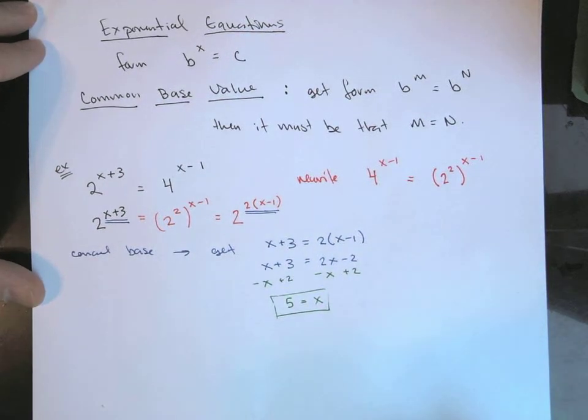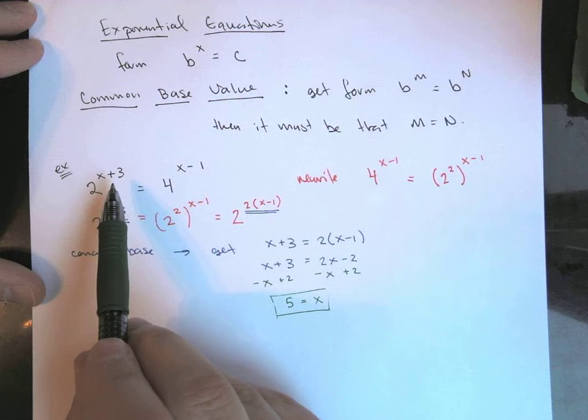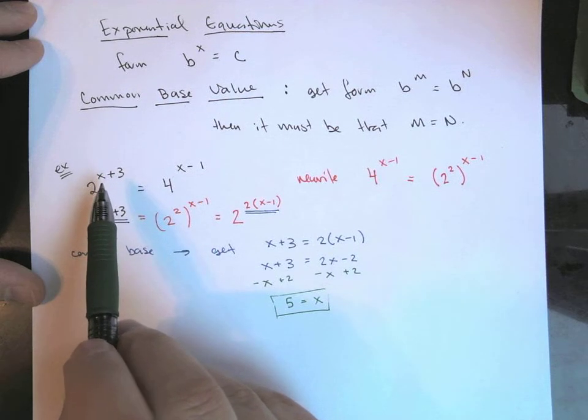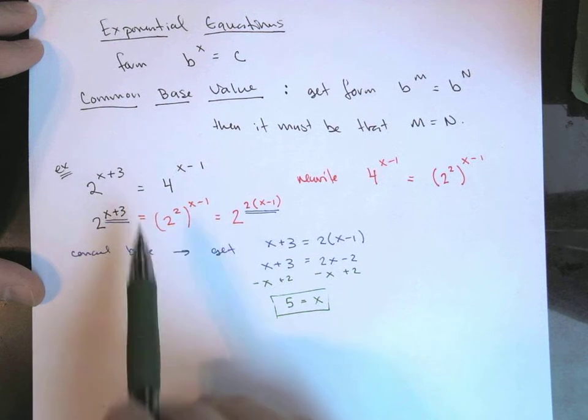And that should be our solution. In theory, you could double check it. The only catch here is you're going to get kind of big powers, right? If x is 5, this is 2 to the 5 plus 3, which would be 2 to the 8, equal to 4 to the 5 minus 1, which would be 4 to the 4.